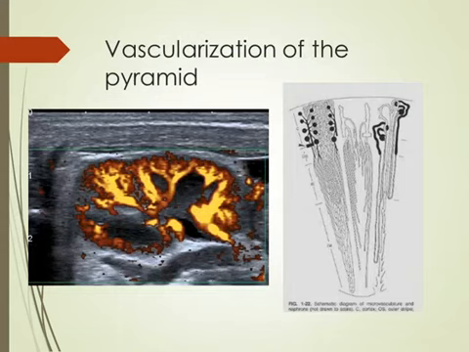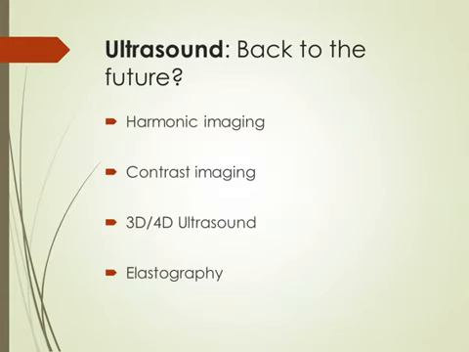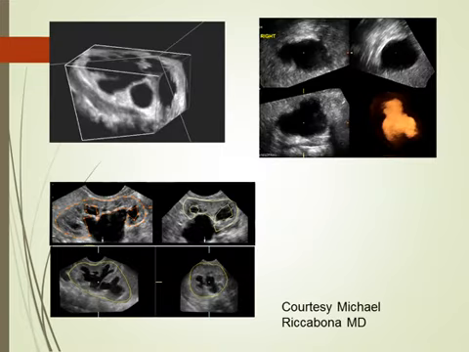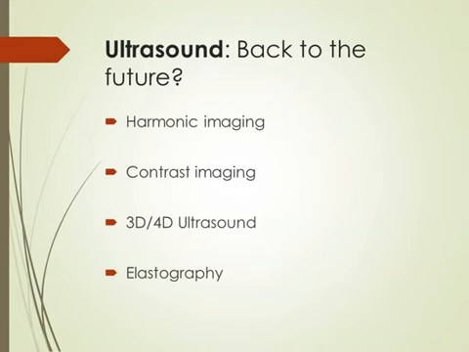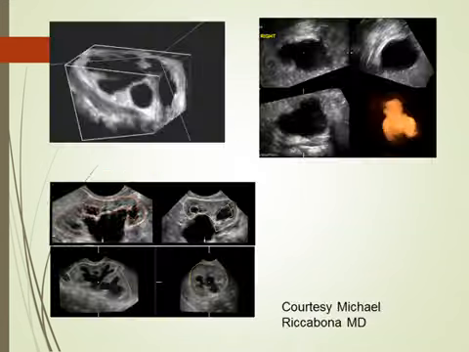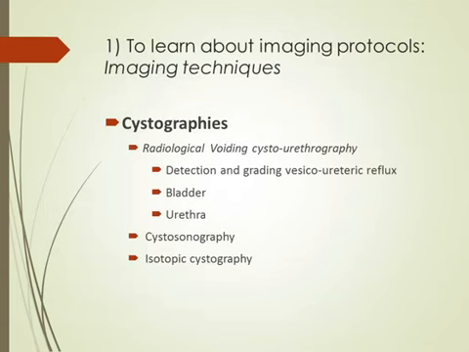The pyramids are vascularized, but through very tiny vessels, and this is at present not demonstrated by color or power Doppler. There are different types of ultrasound that could be used. Harmonic imaging in thicker, obese children. Contrast imaging can be used, but you should be aware that this is not allowed in children in many countries. You can use 3D and 4D ultrasound, but at present this is more research than daily clinical use. And probably in the near future we will use elastography, especially in renal grafts.